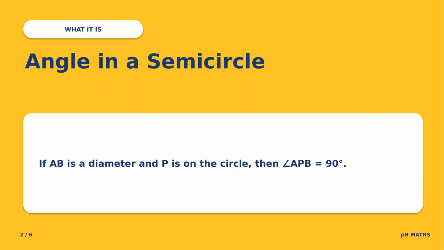Definition. If A and B are the two end points of a diameter and P is any other point on the circle, then the angle APB is a right angle, 90 degrees every single time. No exceptions, no special cases. Every triangle drawn from a diameter to a point on the circle has a right angle at that point.